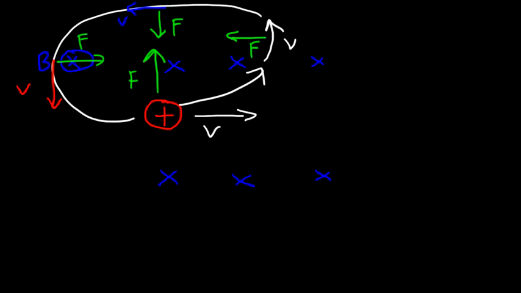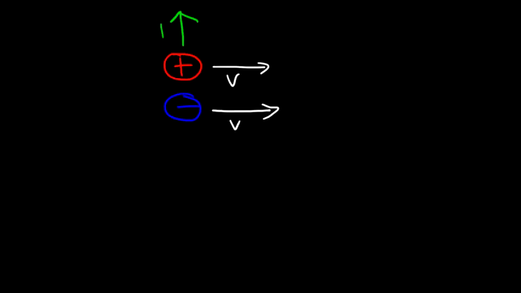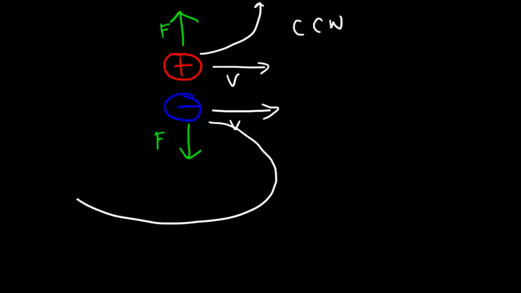Now, what if we have an electron? If we had an electron, the situation will be opposite. As the electron is moving in the same direction as the proton, it's going to feel a force in the opposite direction. So the proton felt a force that was directed north. The electron will feel a force directed in the opposite direction, that is south. So as the proton moves in the counterclockwise direction, the electron will move in a clockwise direction.